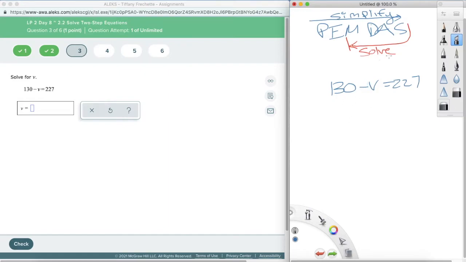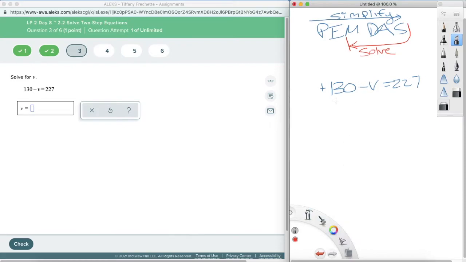And I do have this 130. Remember, it's not being subtracted. Negative belongs to the v. The 130 is being added. It's a positive 130. Okay. All right, so we can't simplify anymore, so we're going to switch over to our different color here, and we're going to do red for solving.